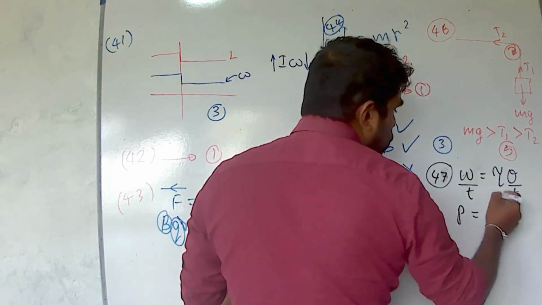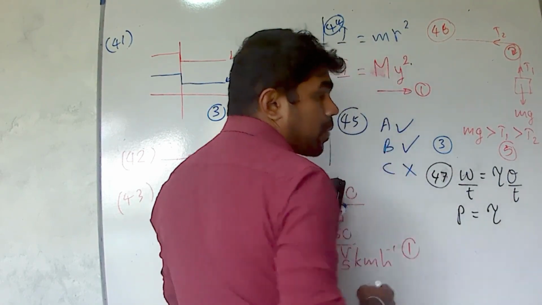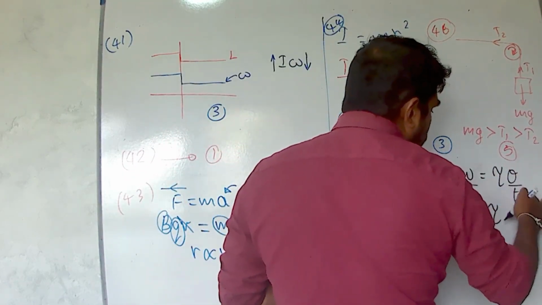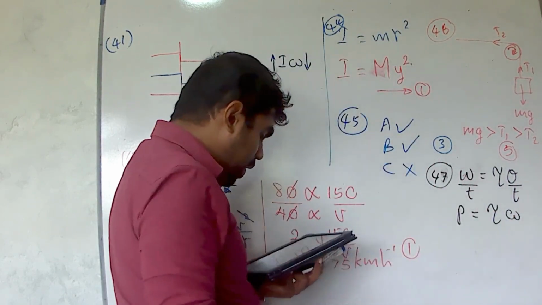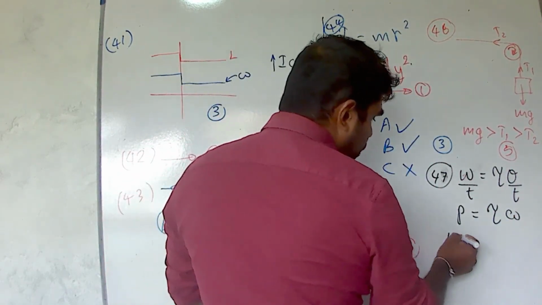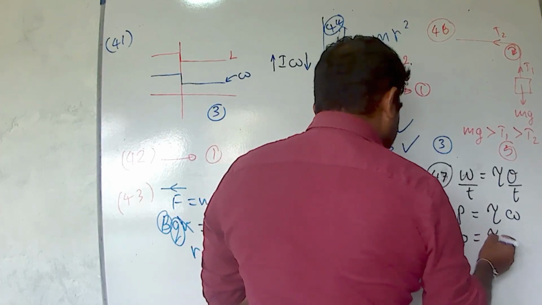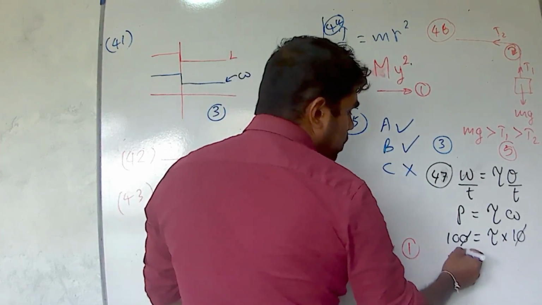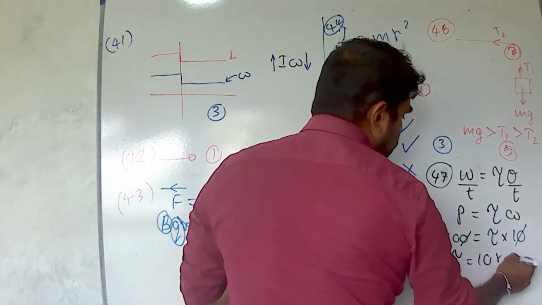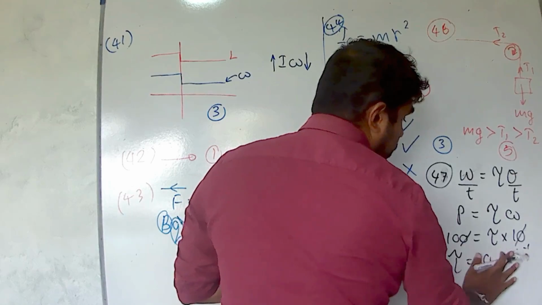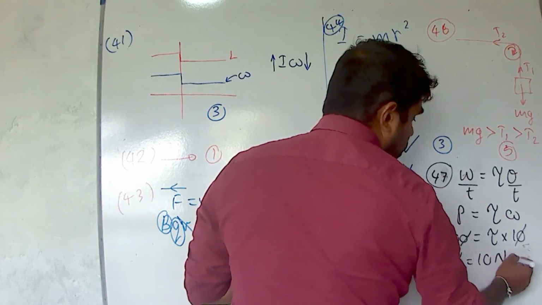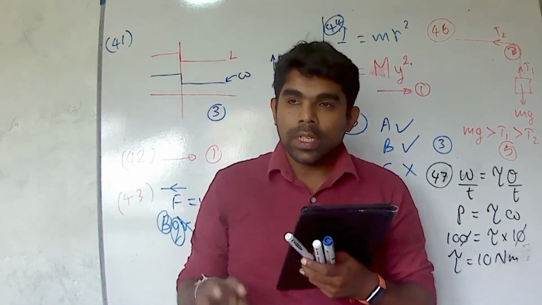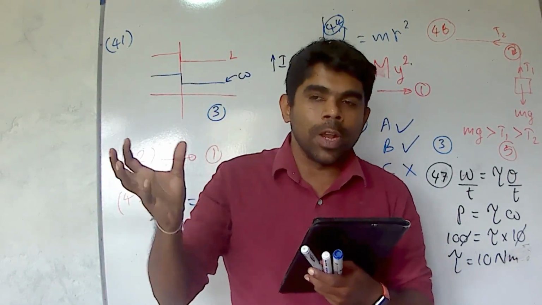It is equal to tau, torque, multiplied by theta over t, which is angular velocity. Now they have given that power is 100 watt. Tau value we have to find. Omega is 10 radians per second. Then we can get torque is 10 Newton meter. Then we know that torque given by the motor is 10 Newton meter.